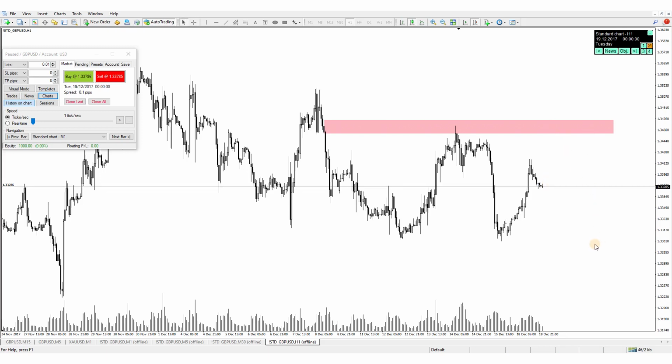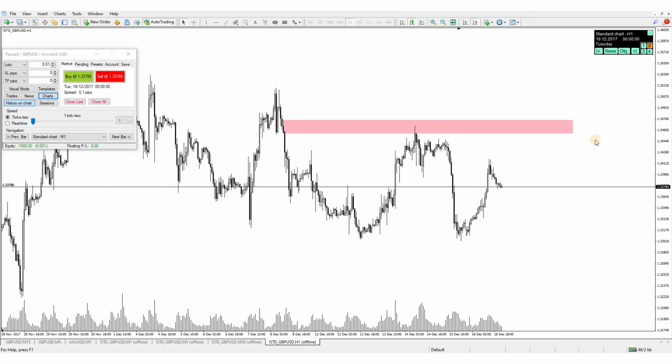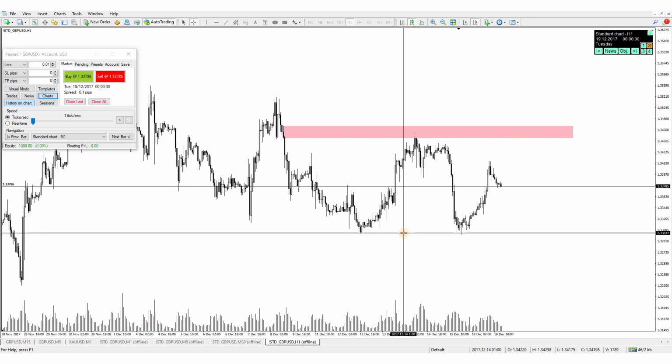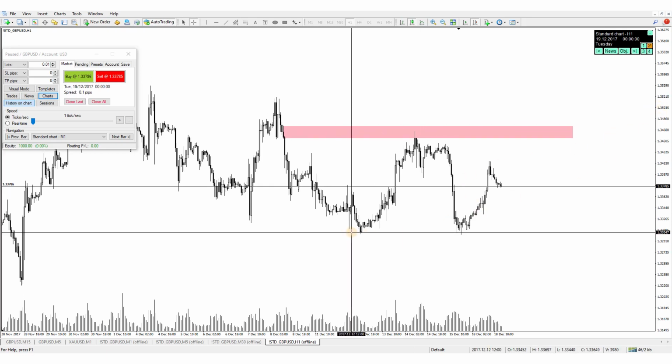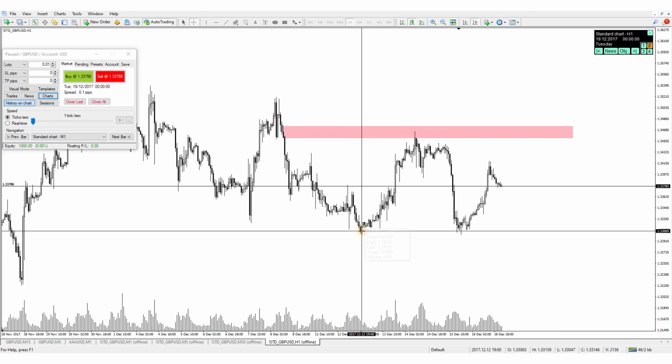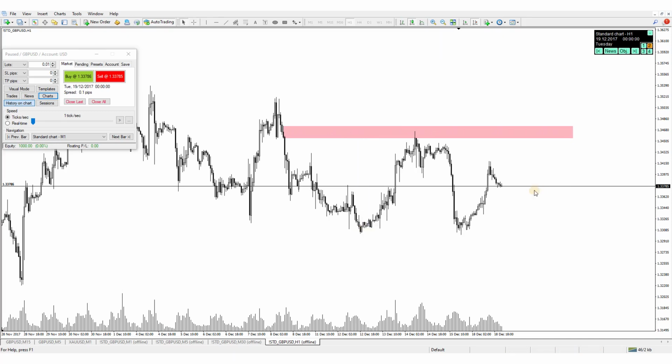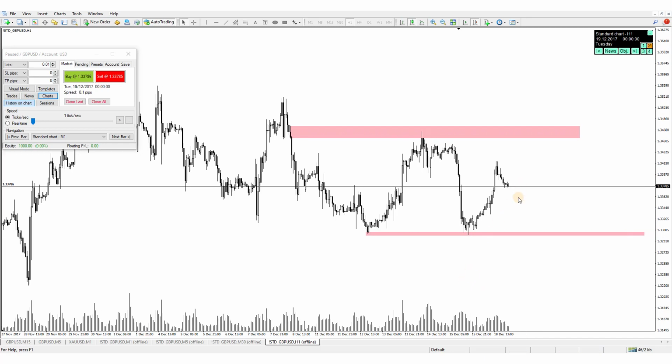It's 70, almost 80 pips. Here we have kind of an equal lows level, also very far off current price action. I want to mark this just in case. So it looks like we are in the middle of nowhere.